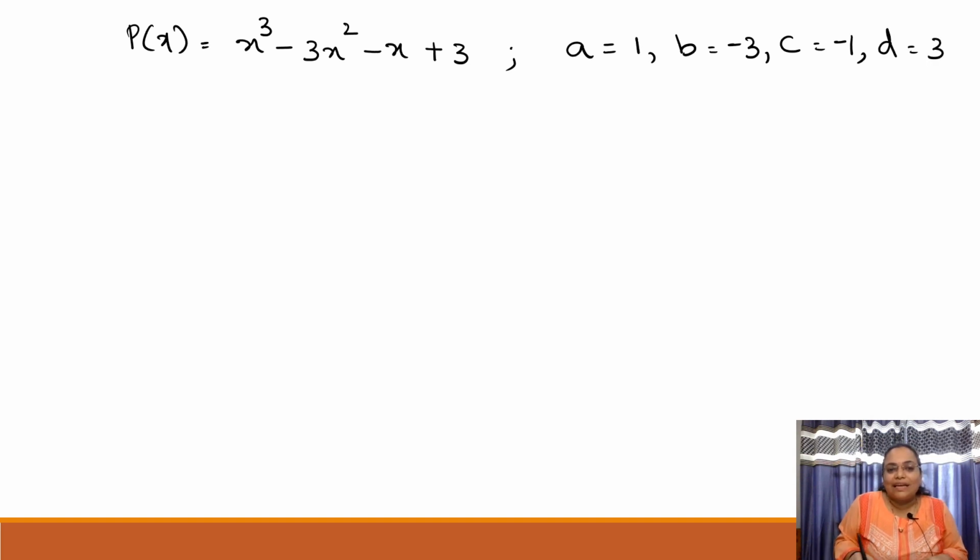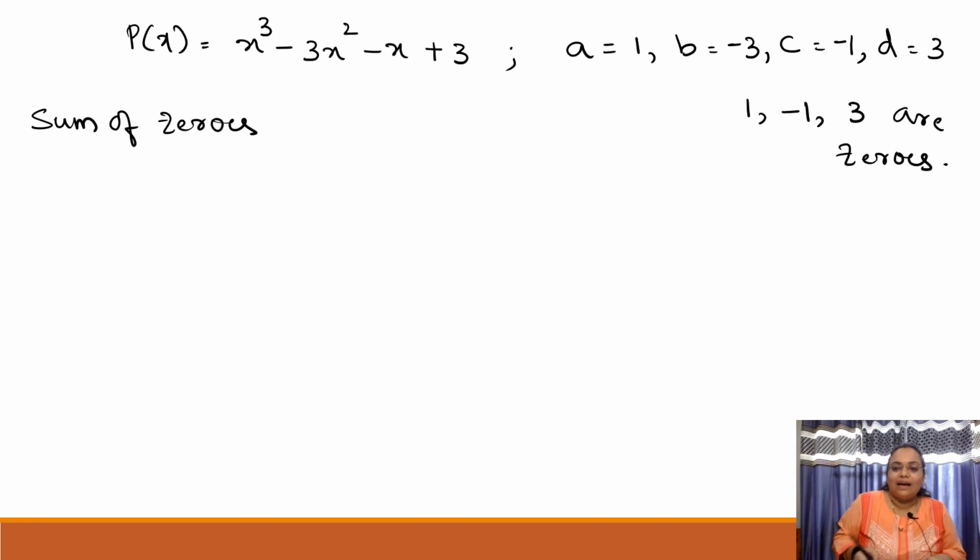How do we find the relation between the zeros and the coefficients? First we will find the sum of zeros. What are the zeros? 1, minus 1 and 3 are zeros. So the sum of zeros is equal to 1 minus 1 plus 3, which will be 3. Right? What is the sum of zeros? Alpha plus beta plus gamma. What is alpha plus beta plus gamma? That is minus b by a.